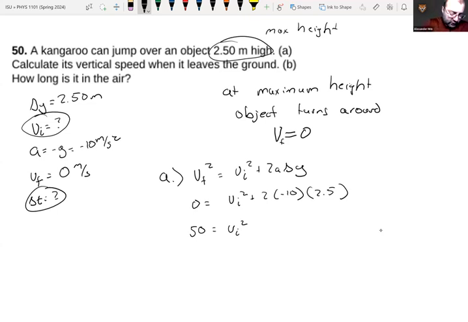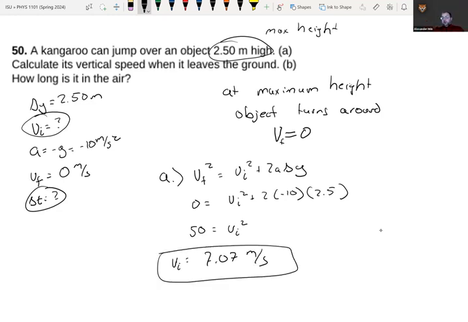From there, we can just take the square root. It's going to be a little over 7, so v sub i is then 7.07 meters per second. Again, that is a little bit fudged because I did use g as 10, but as long as you know you're making an approximation there, it's not a bad approximation.